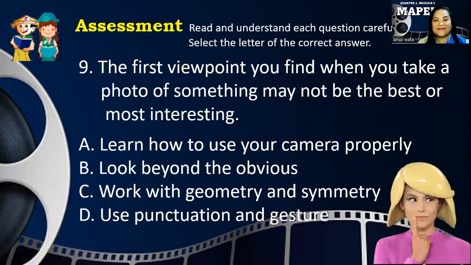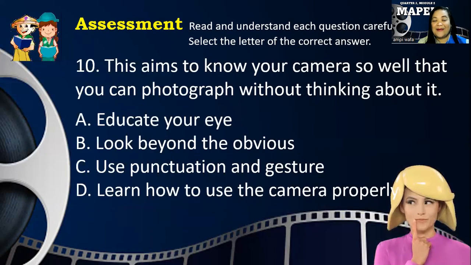Number 9. The first viewpoint you find when you take a photo or something may not be the best or most interesting. Is it A. Learn how to use your camera properly? Or B. Look beyond the obvious? C. Work with geometry and symmetry? Or D. Use punctuation and gesture? What is your answer? You are correct. Letter B. Look beyond the obvious.